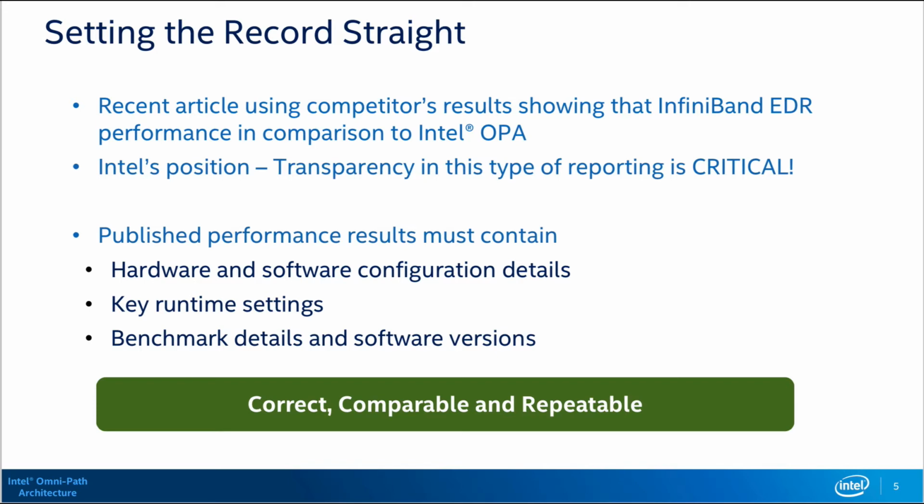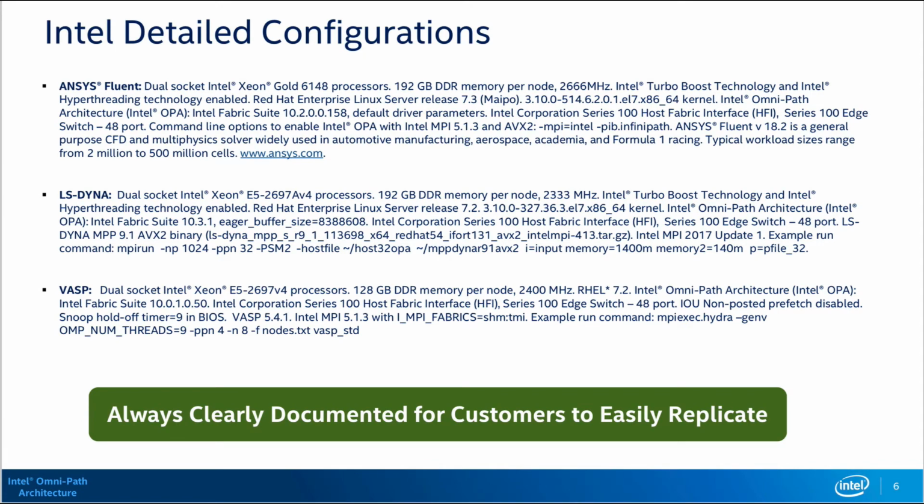But what it was trying to portray in that article was that InfiniBand EDR is substantively better than OmniPath in terms of performance, and that's where I'd like to set the record straight. This is the level of documentation that we give, and I'm going to go through the three key benchmarks that that article portrayed. And as you can see, this is a lot of data, but we try to provide all of the data on the hardware, software, configurations, and key settings that might need to be done so that a customer can make sure that they can, if they want, replicate the tests.